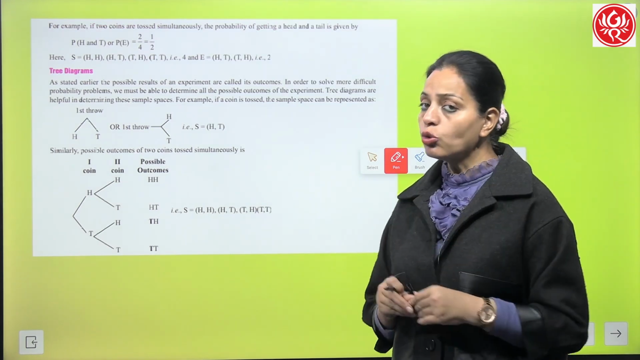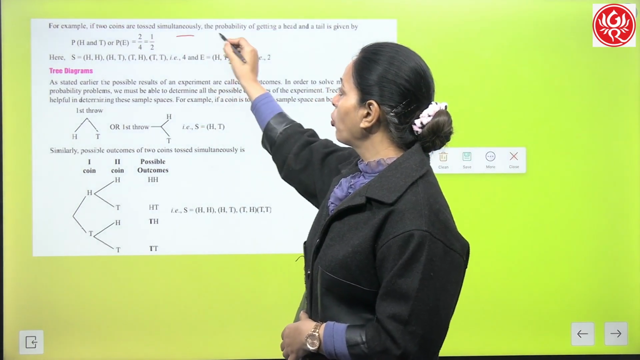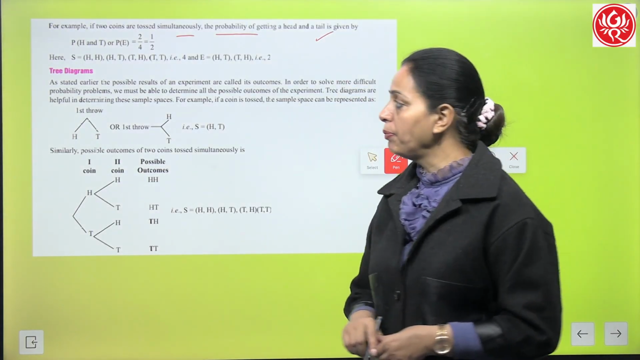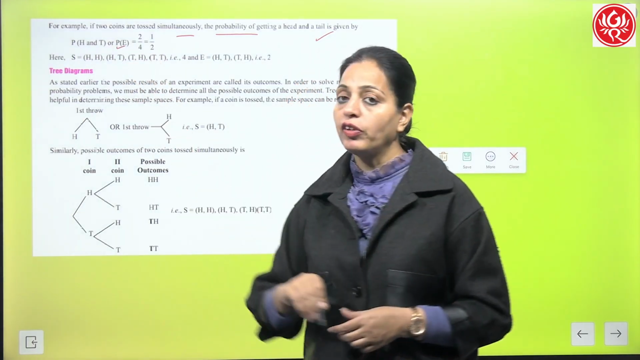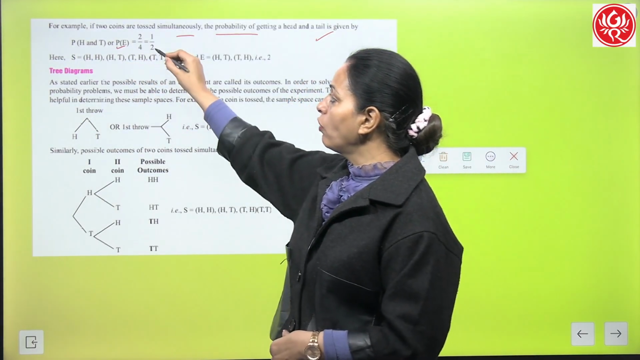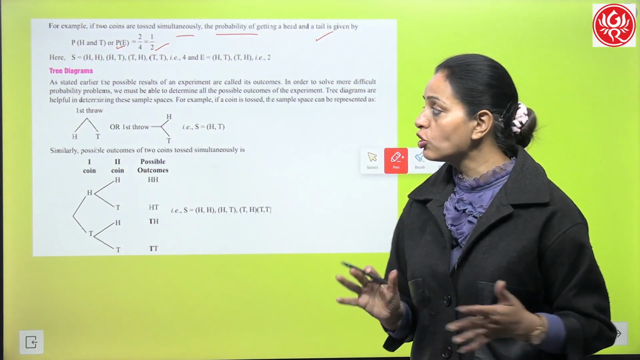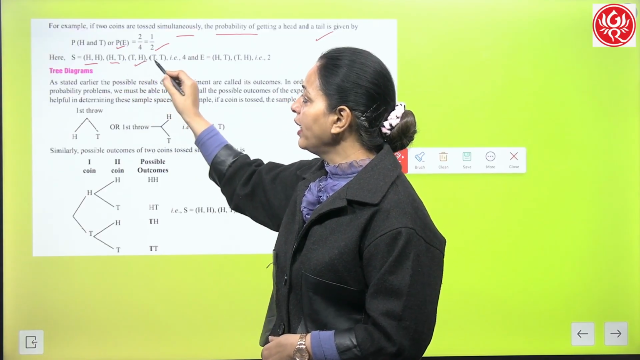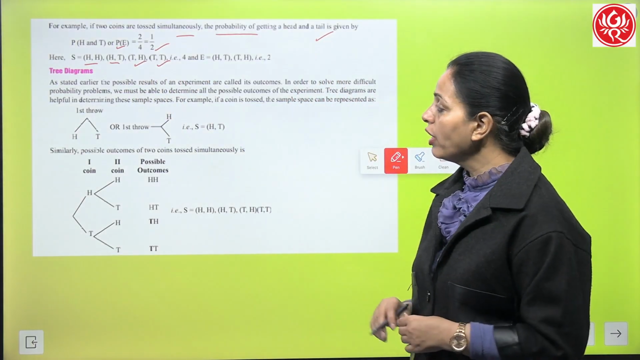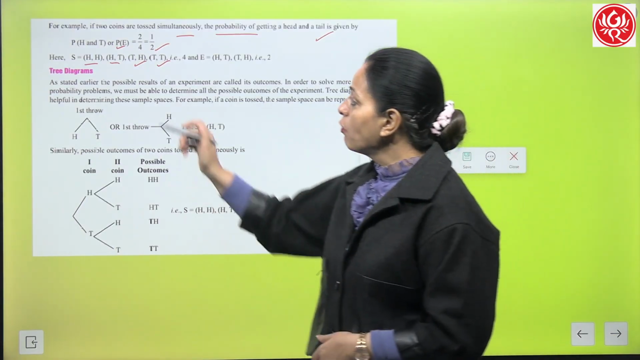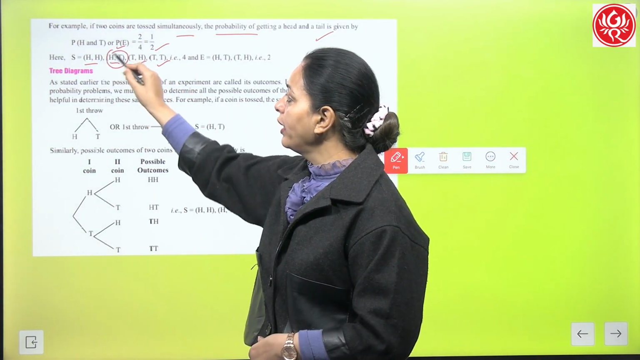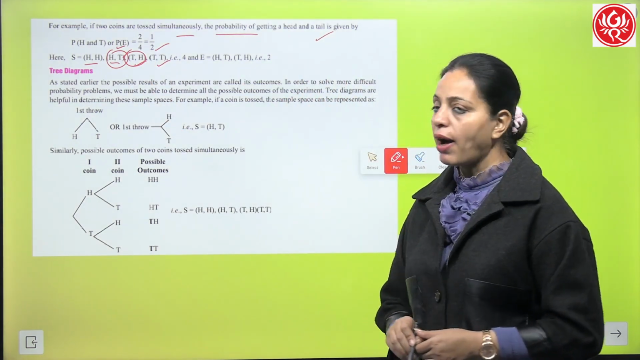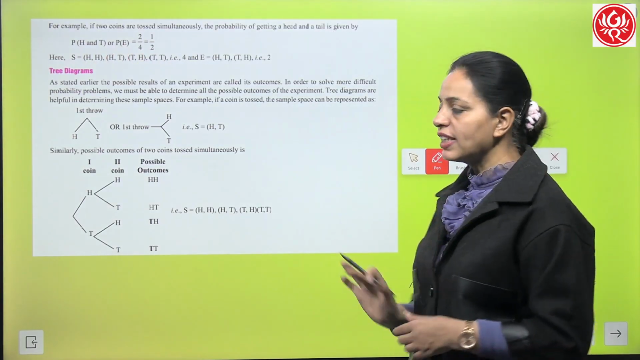For example, if two coins are tossed simultaneously, then the probability of getting a head and a tail is given by P of H and T or P of E, that is 2 by 4 equals 1 by 2. Why? Because total is, you can get HH or HT or TH or TT, total is 4, and favorable outcomes, we want head and tail, so 1 and 2. So 2 out of 4, that's why answer is 1 by 2, right? I hope this is clear to you.